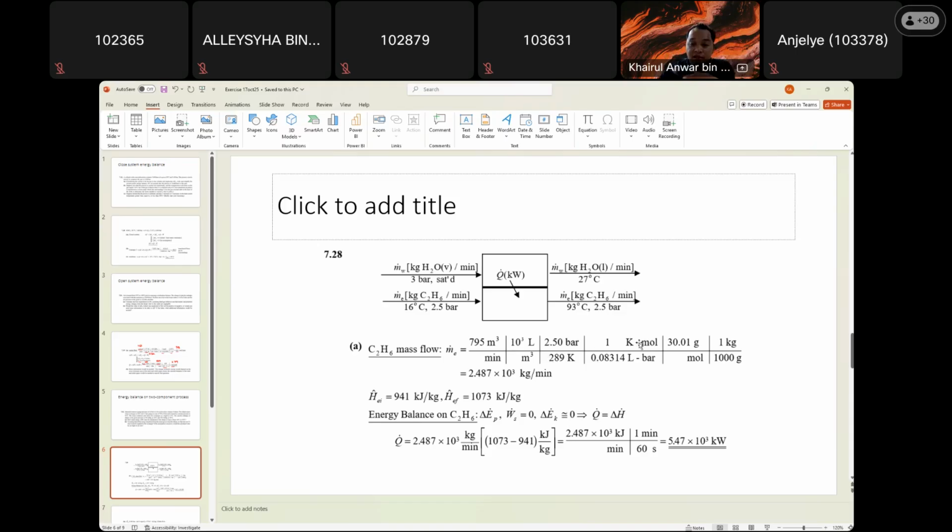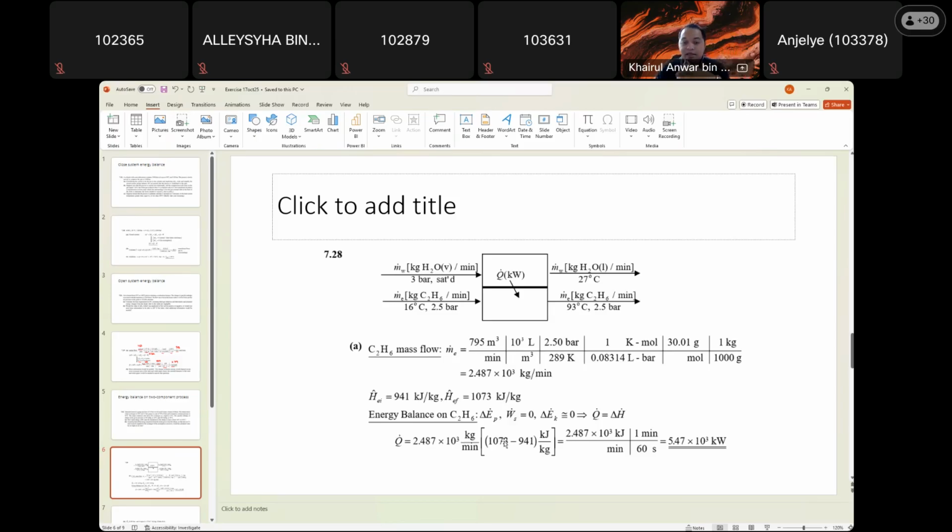Check the conversion to mass flow, using the molar mass of ethane, 30.07 grams per mole, into kilograms. And with the unit conversion, we get 2.487 kg per minute. So H in and H out, the initial and final temperatures are given.